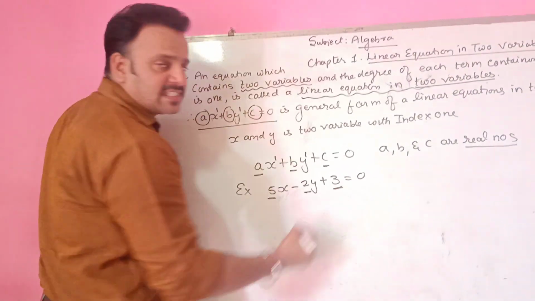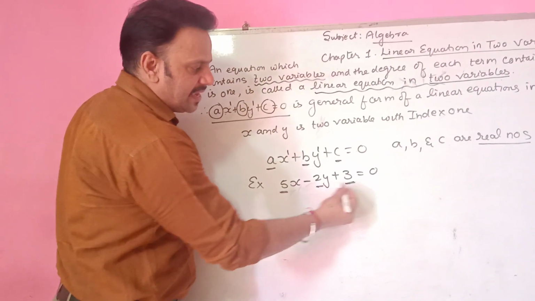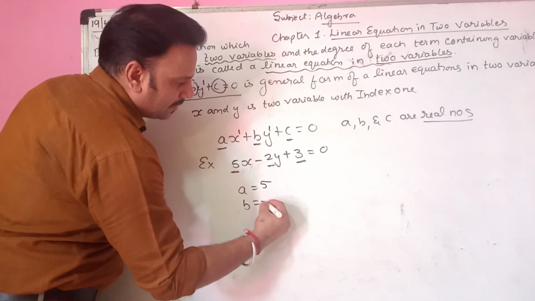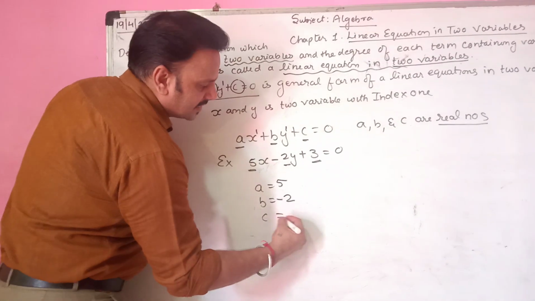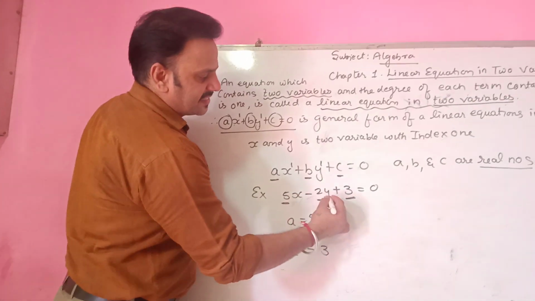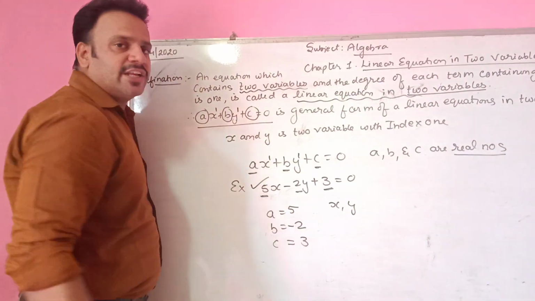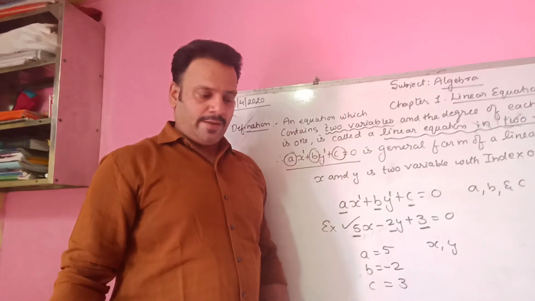For example, if I write 5x minus 2y plus 3 equal to 0, here in the place of a, b and c, the number for a is 5, for b the number is minus 2 and for c the number is 3. But the variables are x and y. So this is called a linear equation in two variables.